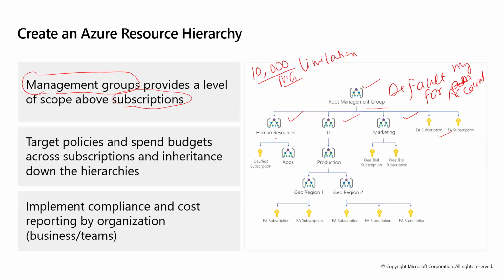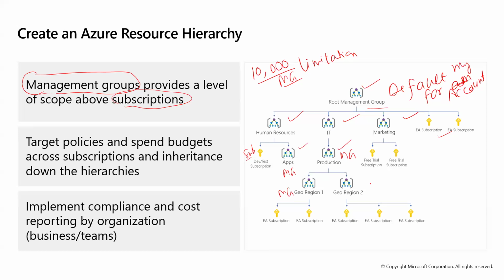Now, under this human resources, maybe there are different environments. So there is a dev and test environment, and there will be an app environment. Again, you have created an app management group. This is the symbol of a management group, and this is the logo of my subscription. Maybe under this IT, there is a prod. Again, you have created one more management group. On the basis of the regions as well, you could create the management groups.